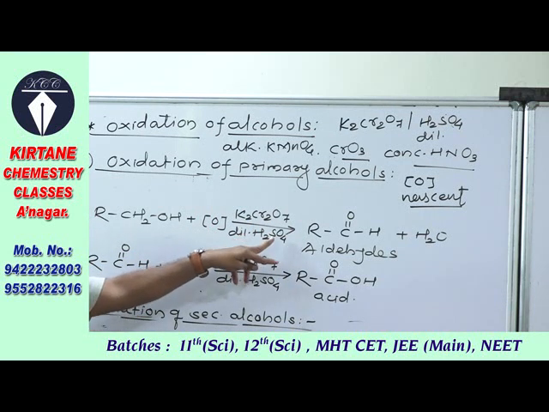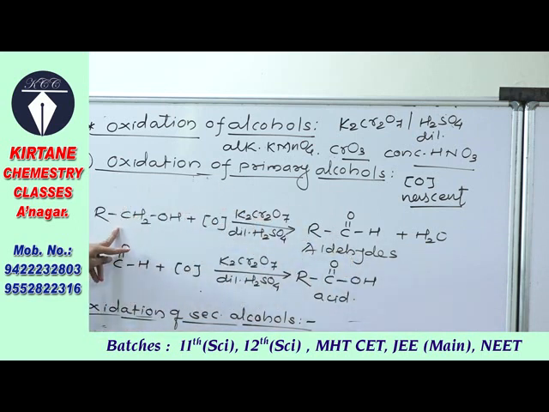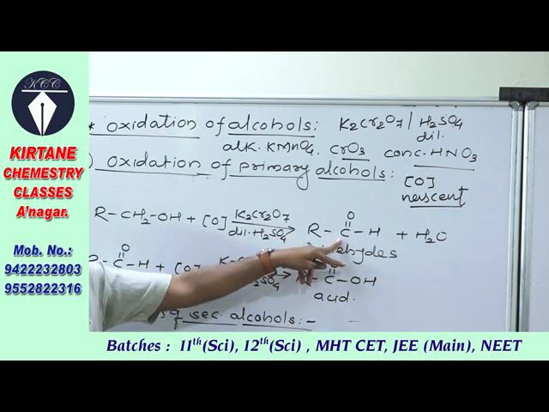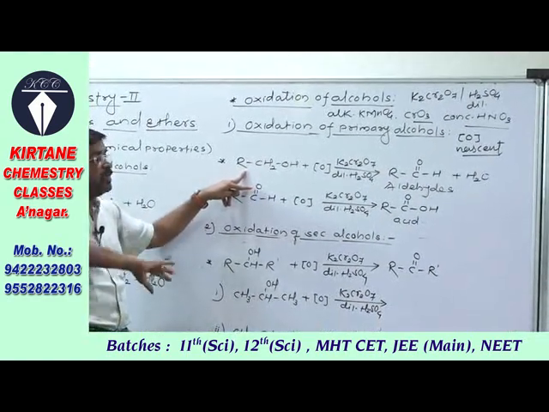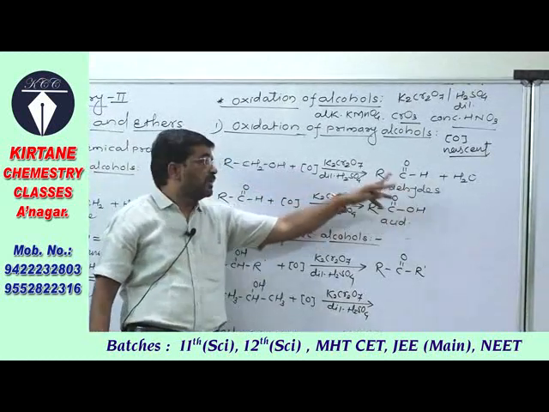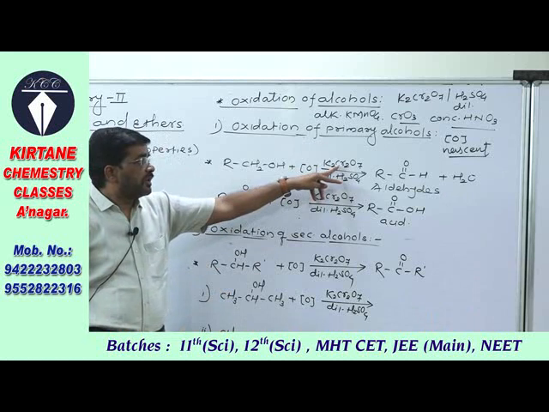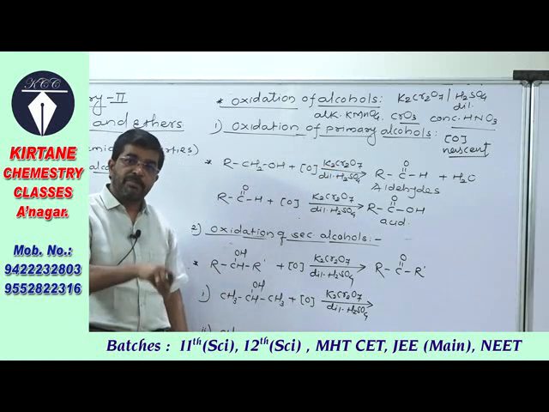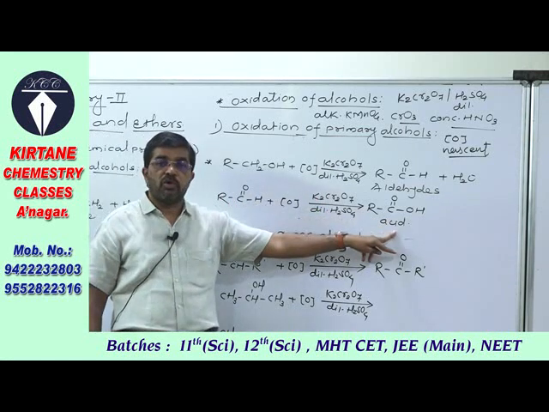K2Cr2O7 in the presence of dilute H2SO4, aldehydes are obtained. Aldehydes on reduction give primary alcohol. You remember, we have studied in the preparation of alcohol, carbonyl compound, that is aldehydes, on reduction gives primary alcohol. So this is the reverse reaction. Primary alcohols on oxidation give aldehydes in the first step. This reaction does not stop at the first stage, because this is an oxidizing agent which we have added. It further oxidizes that aldehyde finally into carboxylic acid.